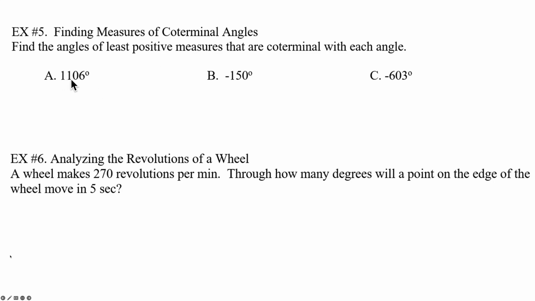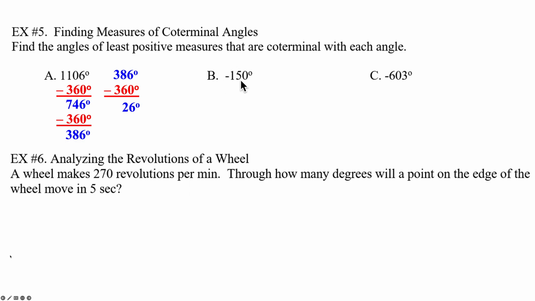So if I had 1,106 degrees, I just start subtracting 360 degrees. Go grab your calculator. 746 minus another 360, 386. Minus another 360, 26 degrees. That would be my least positive measure for a coterminal angle. If I subtract 360 from that, now I'm coming up with negative values.